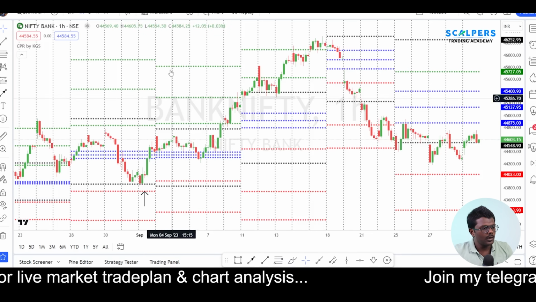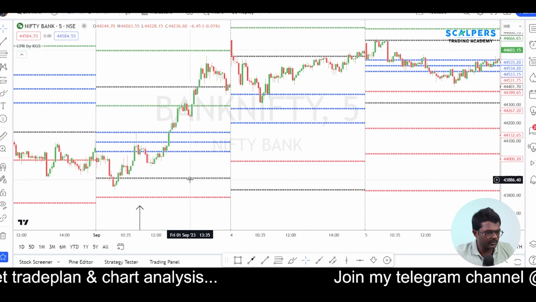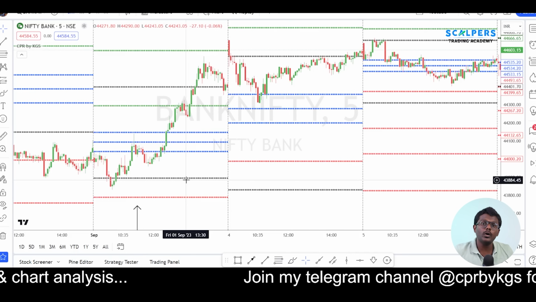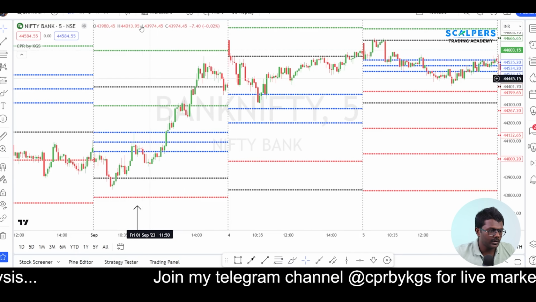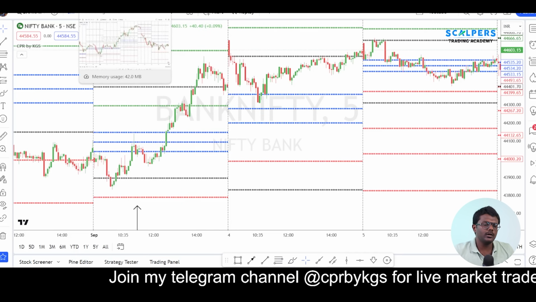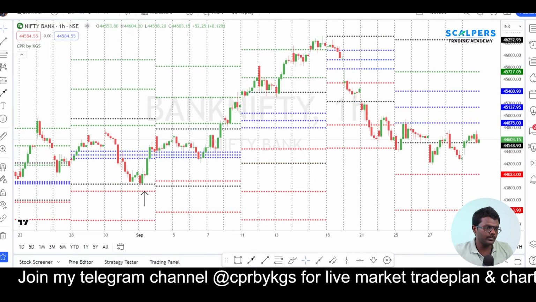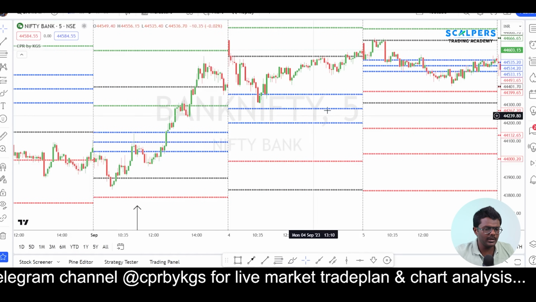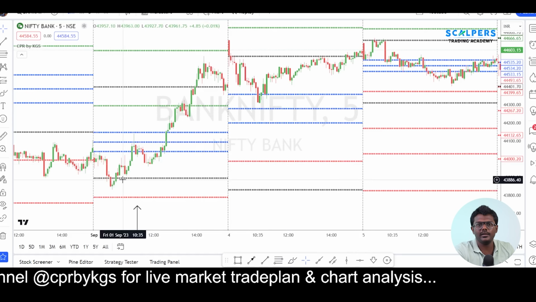Alright, now let's come to September 1st. On September 1st, you can see the candles are reversing from S1 and previous day low in the 5 minutes chart as well. So it's like a double confirmation. The candles are reversing from S1 previous week low as well as from S1 previous day low. Then I can probably go for a long position.